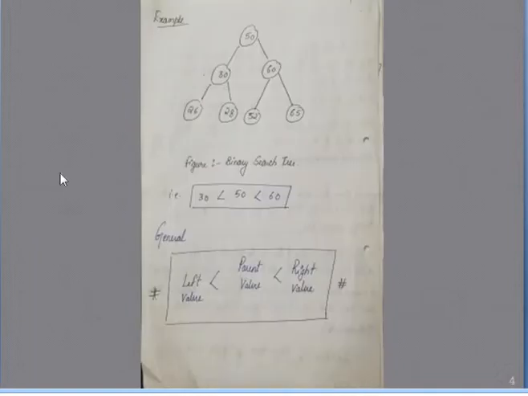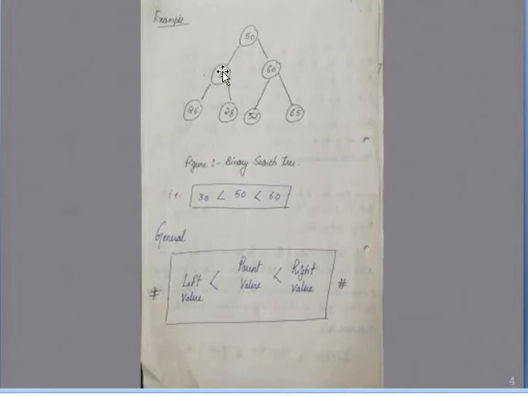So let us consider this tree. This is the binary tree. Why we are calling it a binary search tree, we'll see in a couple of minutes. So here 50 is the root node, 30 is the left child node, and 60 is the right child node. If I look at the 30 value, the left child value is smaller than the parent node value and the right child value is greater than the parent node value.